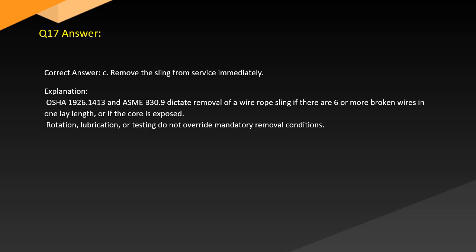Answer. Correct answer: C. Remove the sling from service immediately. Explanation. OSHA 1926.1413 and SB.9 dictate removal of a wire rope sling if there are 6 or more broken wires in one lay length, or if the core is exposed. Rotation, lubrication, or testing do not override mandatory removal conditions.